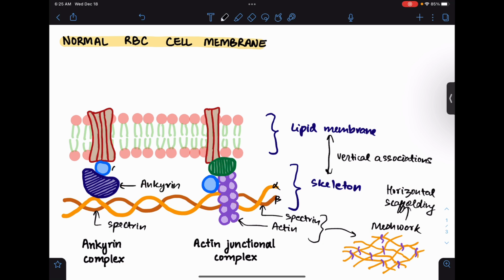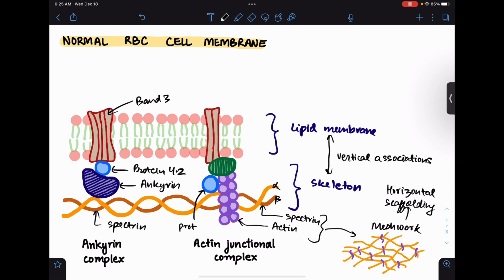So the ankyrin complex anchors the spectrin via ankyrin and protein 4.2 to band 3, which is present in the lipid bilayer. Band 3 is an anion exchanger in the lipid membrane.